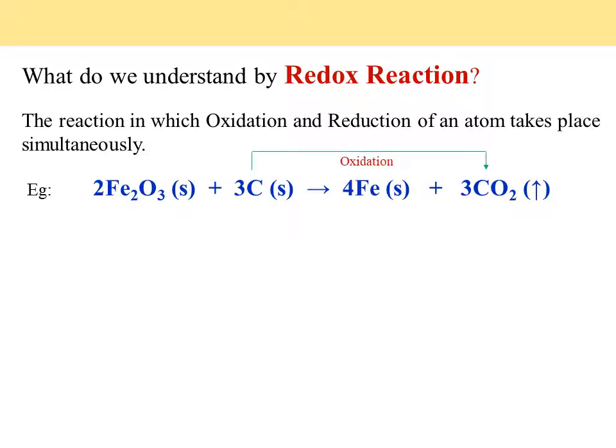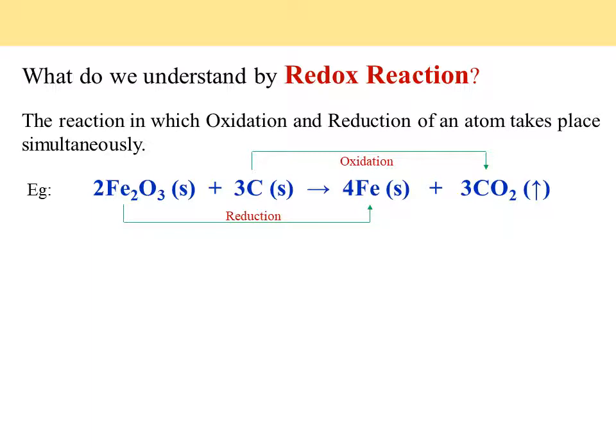So over here carbon is getting oxidized. The oxidation process is taking place with carbon, and the reduction process is taking place with iron. So we normally say that carbon is getting oxidized, or carbon has been oxidized, and iron is being reduced, or reduction is going on with iron. So with iron reduction is going on, and with carbon oxidation is going on.